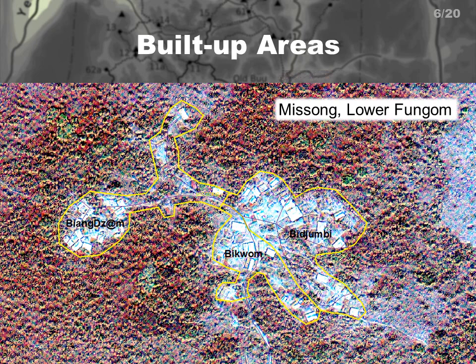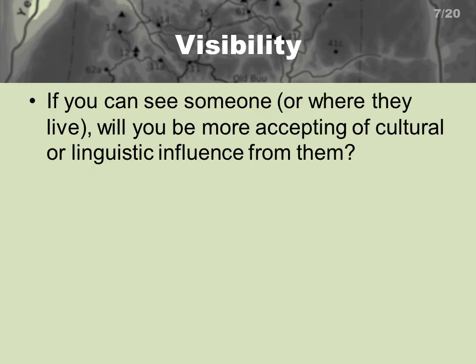Something else we've been looking at is the subject of visibility. That is, which villages can see each other, and does it matter? One thing we've been wondering is, if you can see someone, or where they live, will you be more accepting of cultural or linguistic influence from them? So, we're wondering if visibility between villages could be connected with patterns of linguistic similarity. And we've been investigating this topic through the method of viewshed analysis.